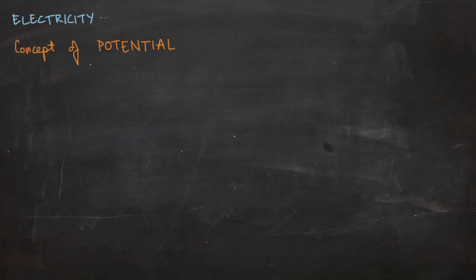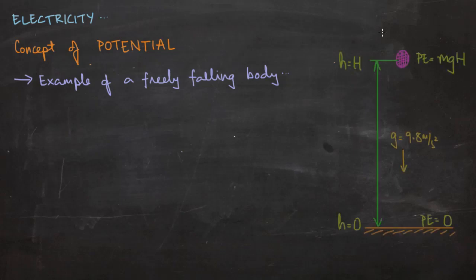Hey there, in this video, let's look at the concept of potential. Let's start off by taking an example of a freely falling body. Here we have an object having mass m. The body having mass m is placed at a height h above the Earth's surface.